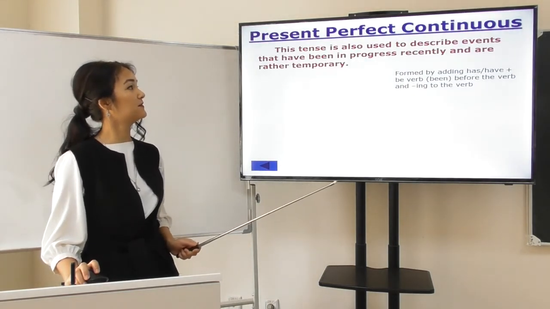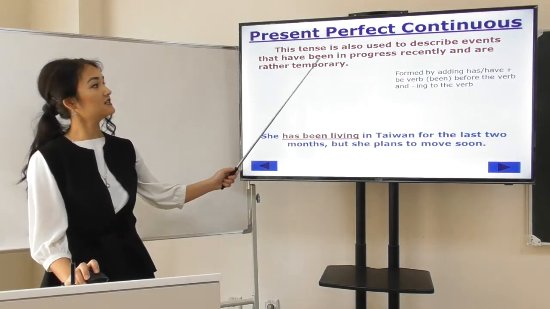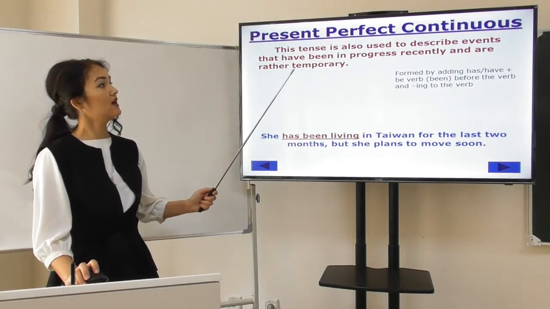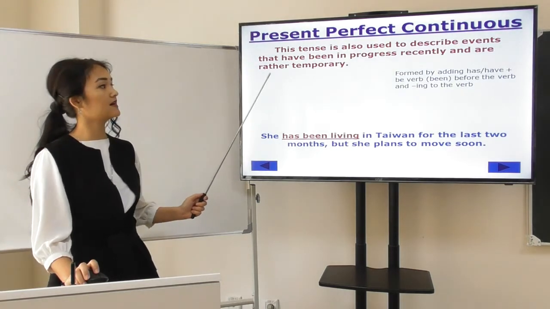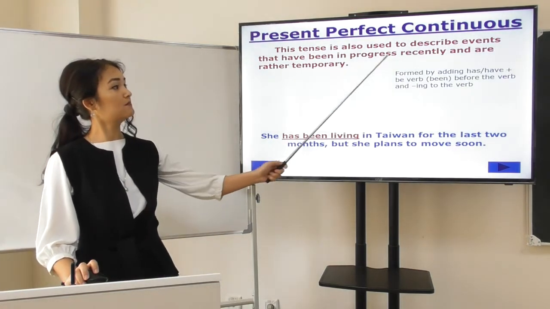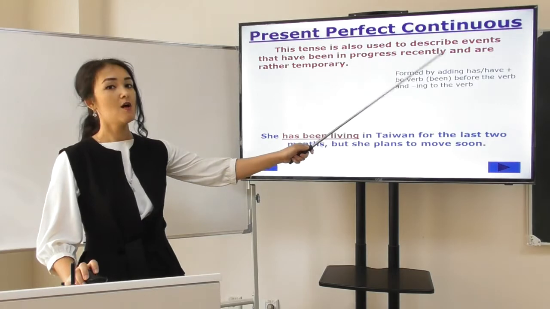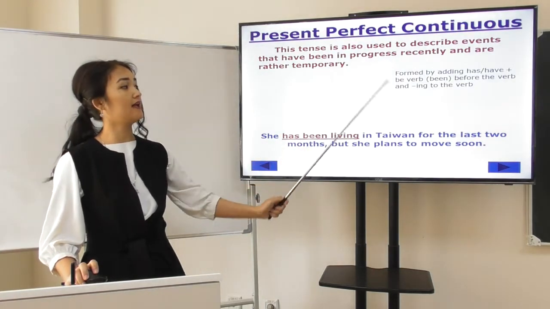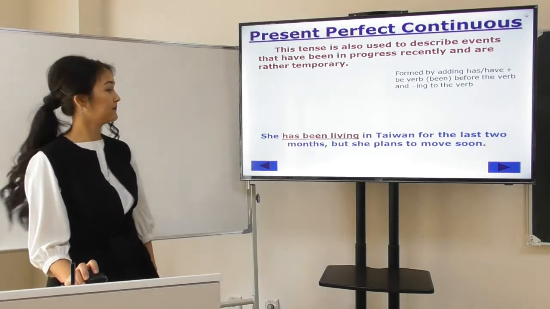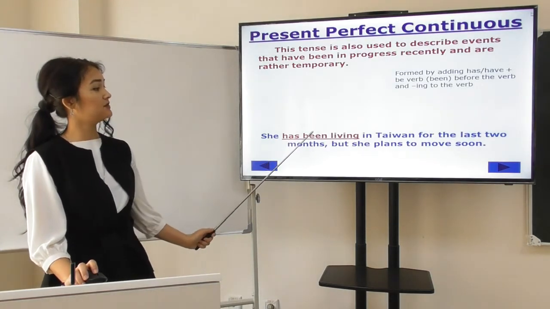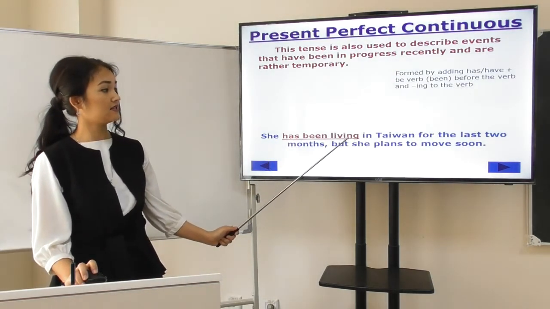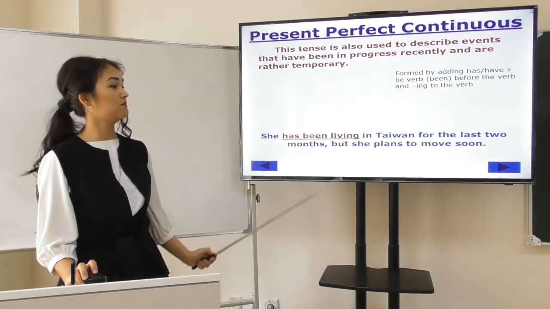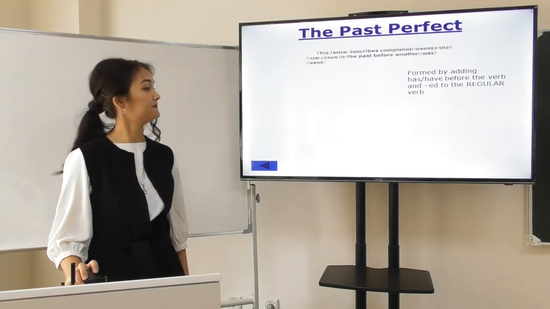The present perfect continuous. This tense is also used to describe events that have been in progress recently and are rather temporary. Formed by adding has, have, plus been, before the verb and ing to the verb. For example, she has been living in Taiwan for the last 2 months, but she plans to move soon.